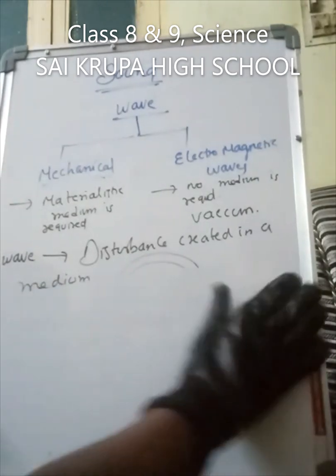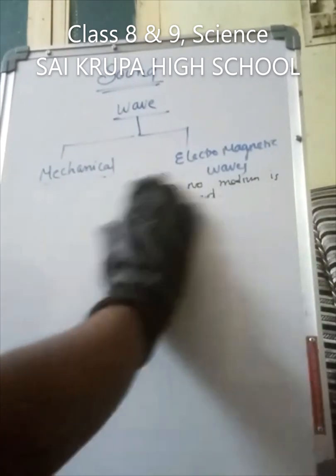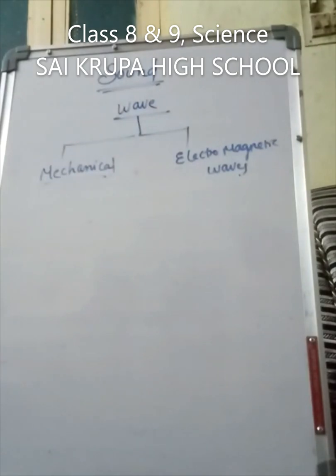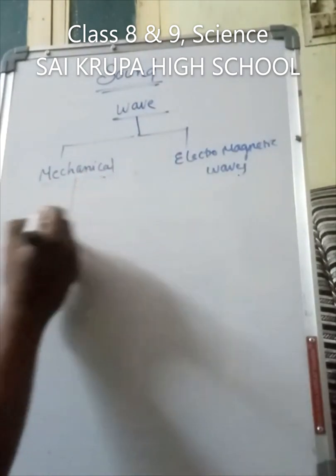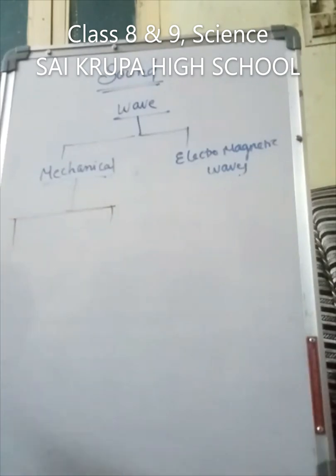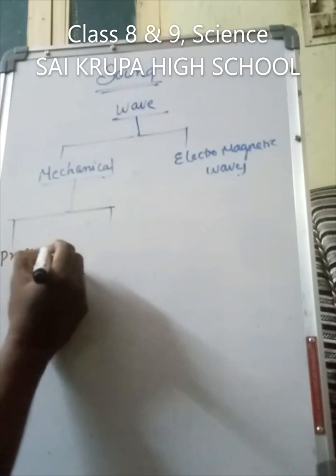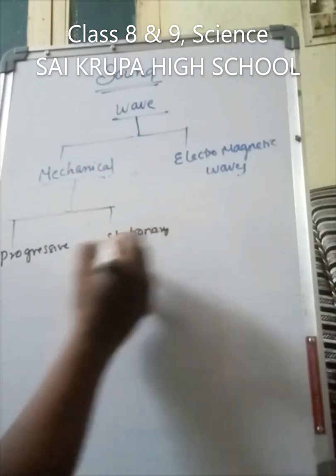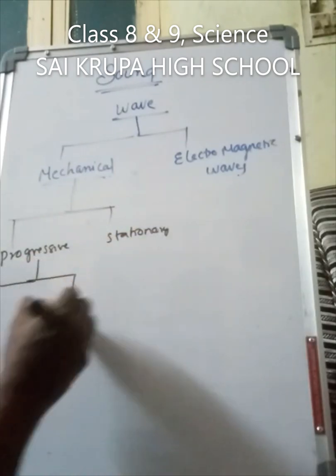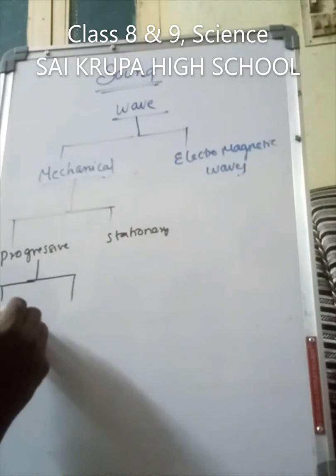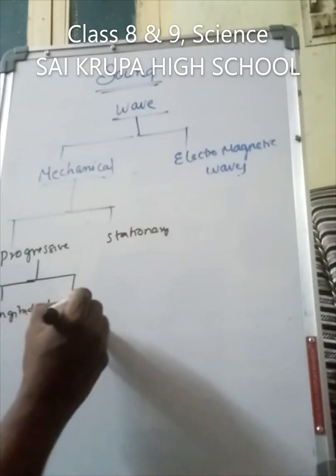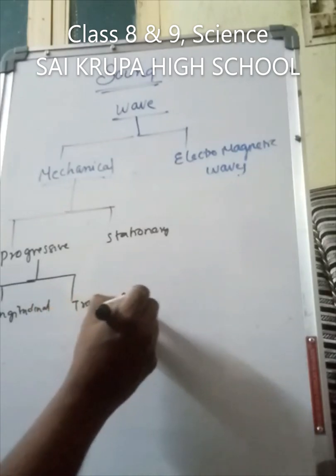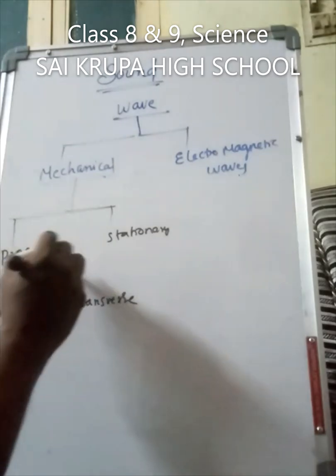Okay, now let us discuss the further classification of waves. Mechanical waves are again divided into two types: progressive waves and stationary waves. Progressive waves are again divided into two types: longitudinal waves and transverse waves. So what is the meaning of a progressive wave?